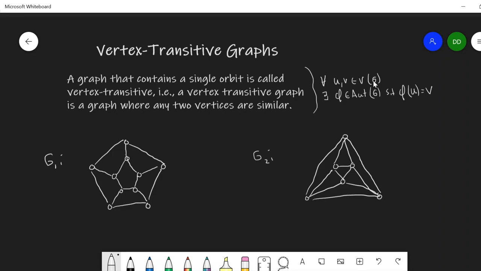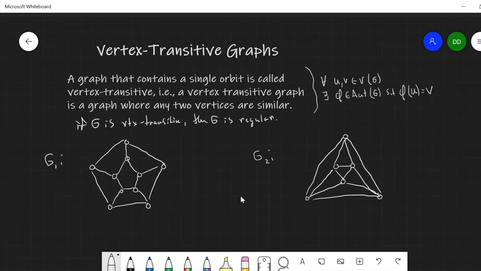In particular, what this means is that if G is vertex transitive, since I know that automorphisms have to preserve degree, then G is regular. So that's a necessary condition for a graph to be vertex transitive. It's not a sufficient condition, though. A regular graph is not necessarily vertex transitive. We'll take a look at an example in a second.